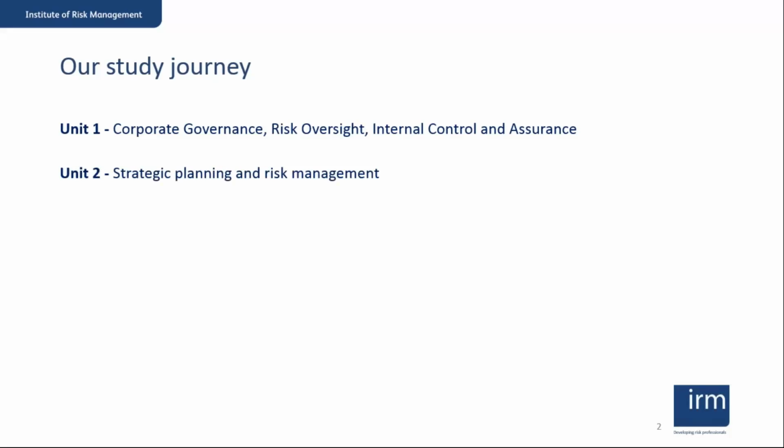We moved on to Unit 2. So Unit 2 covers strategic planning and risk management. So within this unit, what we looked at was revisiting Fraser and Simpkins' 10 recommended practices. So if you have another look at those, if you go back to your reading, it's about value added. This is how risk management adds value to the organisation.